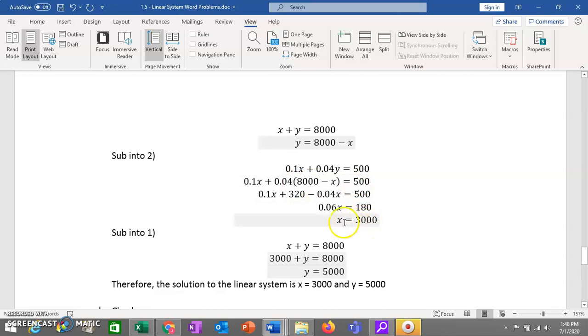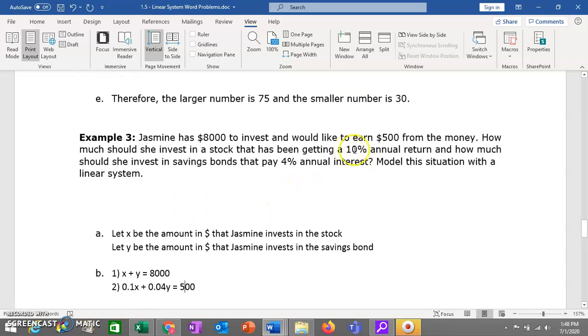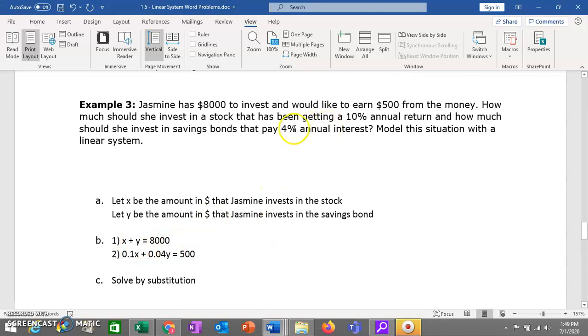So these numbers are a little bit scary. I guess the only real difference here is knowing how to translate percentages into decimals, right? So remember, you just take the percent and divide by 100. So 10 divided by 100 gives you 0.1. 4 divided by 100 gives you 0.04.